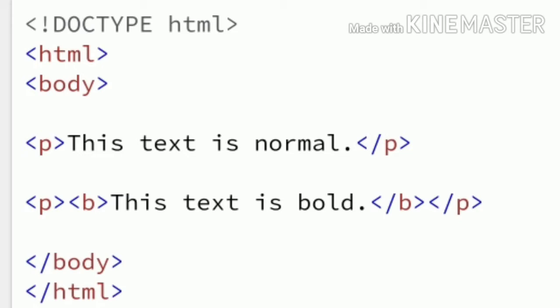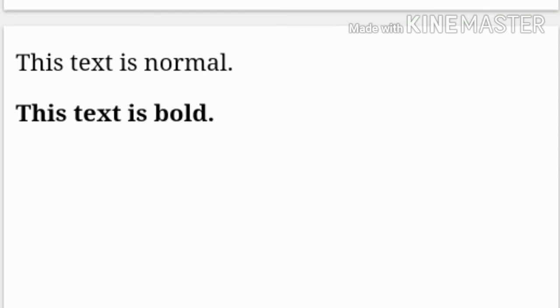After then you can run this program, and it gives the output. The paragraph that says this text is normal is given in normal font. After then this text is bold: in the first paragraph you are using only normal text, so it is given simple normal text. After then you can use the bold tag, the b tag, and it is given a bold type of font. This way you can use the text format.